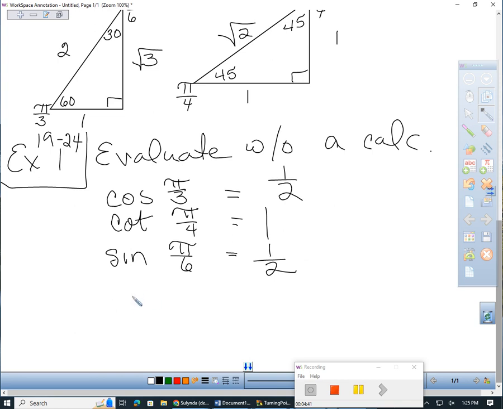Let's take it a little bit tougher, and let's go cosecant at pi over 6. That's not a lot tougher, but cosecant, remember, is hypotenuse over opposite. So from pi over 6, my hypotenuse is 2, my opposite is 1. So cosecant at pi over 6 is 2. Exactly. So you're referring to these two triangles all the time.